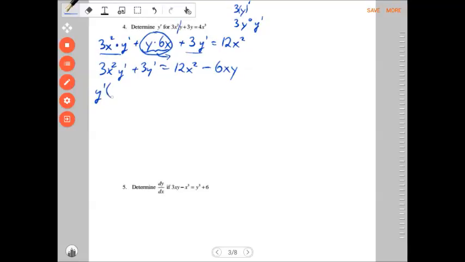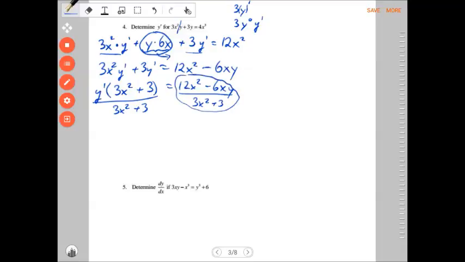So anyways, y prime times 3x squared plus 3 equals 12x squared minus 6xy. And then we divide by 3x squared plus 3. Now it is kind of important to note that everything has a common factor of 3 here. Okay, so we can take that out. There's an x in 3 of the 4 terms, but in order to take an x out, we have to have x in all 4 terms, so that just doesn't work. But there's a factor of 3 in all of them.